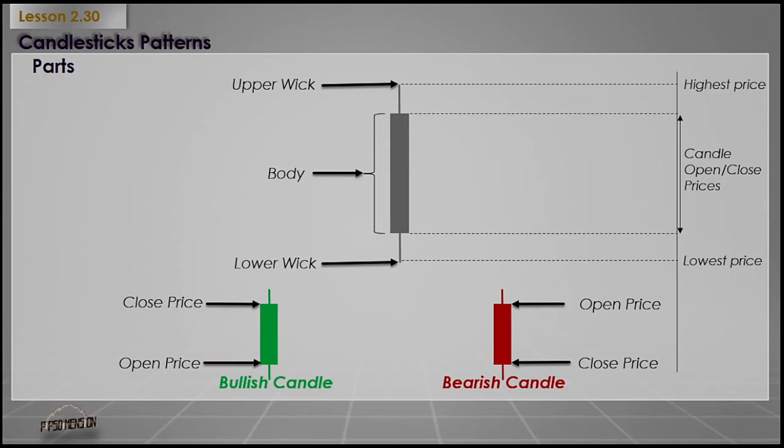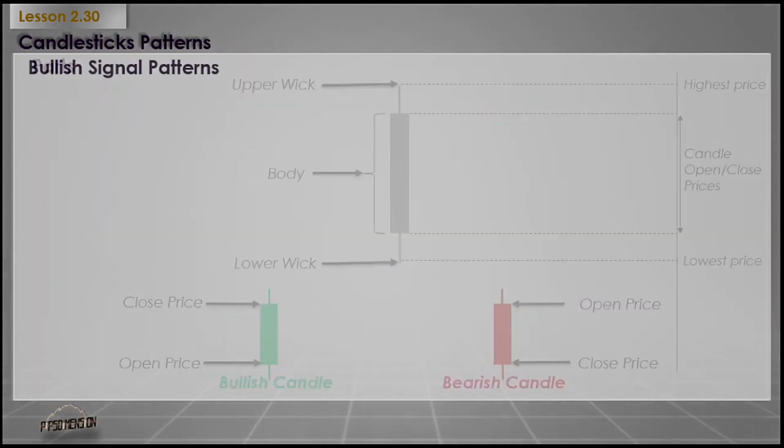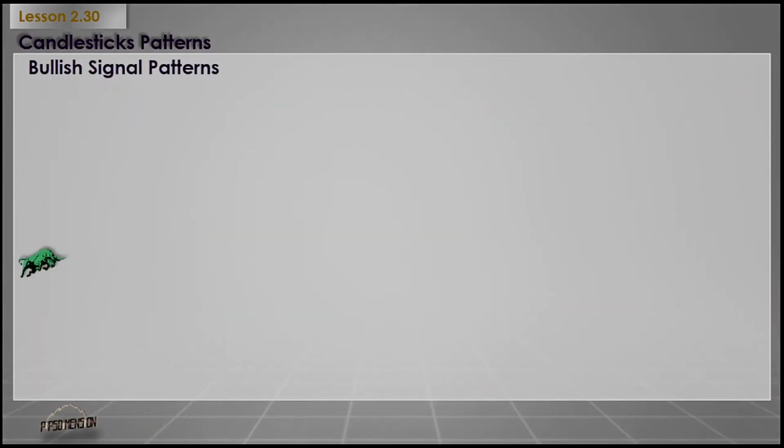Alright. Now, let us identify some of these candlestick patterns that give signal for a buy order. These patterns indicate the start and the continuation of an uptrend. They also give a signal for the end of a downtrending market for an uptrend. Okay, let's begin with the hammer candlestick pattern.